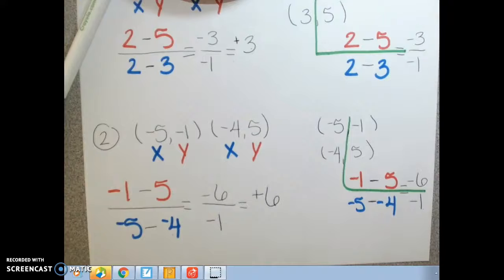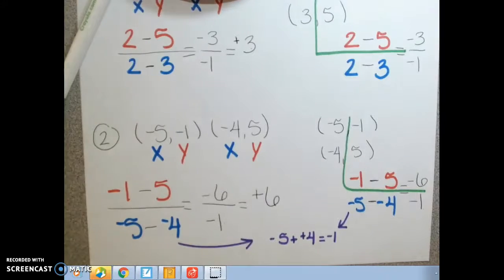Now some students may be confused at negative 5 subtract negative 4. Think back to your integer rules. If you have subtract a negative, two negatives, double negative is a positive. So really you have negative 5 plus 4, which is why your answer happens to be negative 1. So there is a reason for this madness.